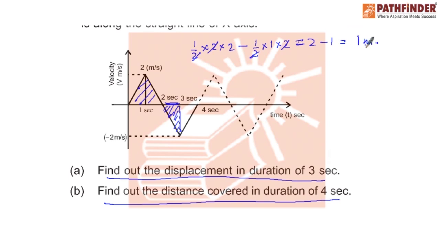Now we need to calculate the distance. The difference is that when you are calculating distance, you take only the mod value. So we need to calculate the area under this curve as well as the area under this curve: half into 2 into 2 plus again half into 2 into 2. Since you are calculating the distance here, and that was displacement, mind you, we need to take only the mod value. So it is 2 plus 2, that is 4 meter. So this is the thin difference between displacement and distance from graphical area.